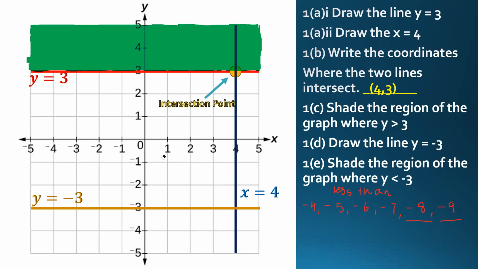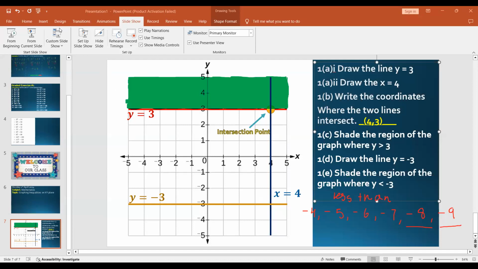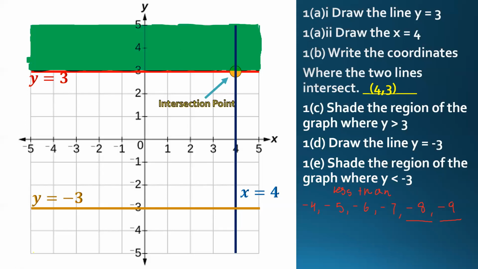So if these numbers are less than, are they above negative 3 or below negative 3? They're below. So we're going to shade below negative 3. This is the region we're going to shade below negative 3. And so the region y is less than negative 3 is going to be this red region right here. So let me shade it properly. You want to shade the region y is less than negative 3. Are we going to shade above or below? Below negative 3. So let's shade it. And we're shading below negative 3.